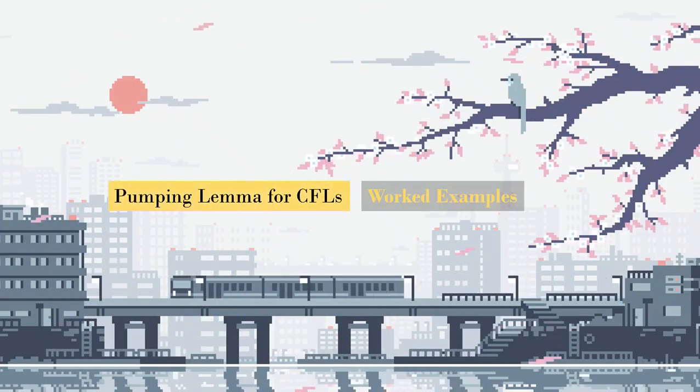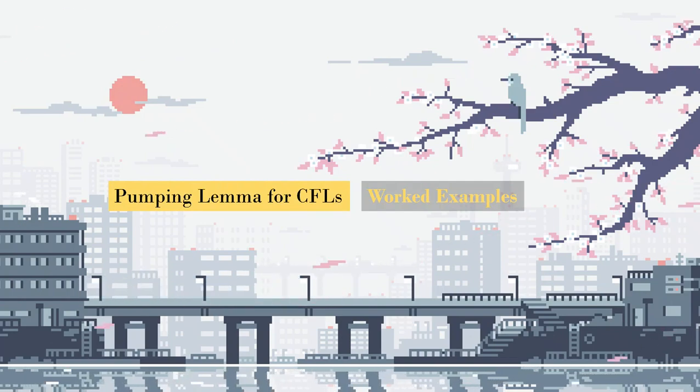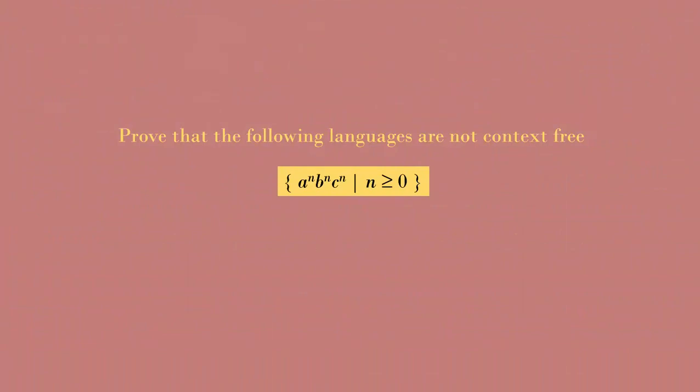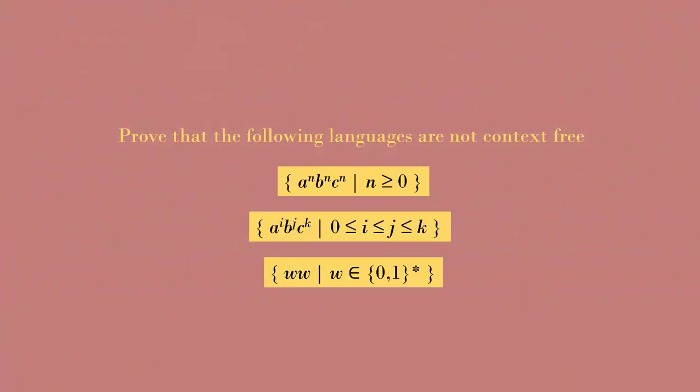In this video, we will use the pumping lemma to prove the non-context freeness of the following example languages. Follow along to get a flavor of how to go about proving such theorems. The first one is a kind of prototype non-context free language, a^n b^n c^n.